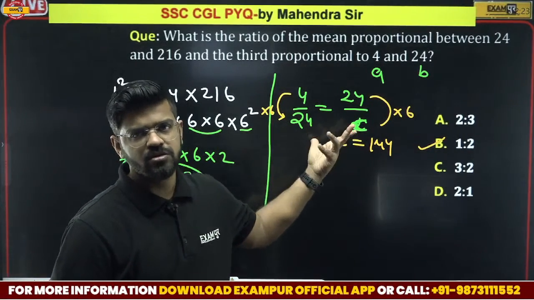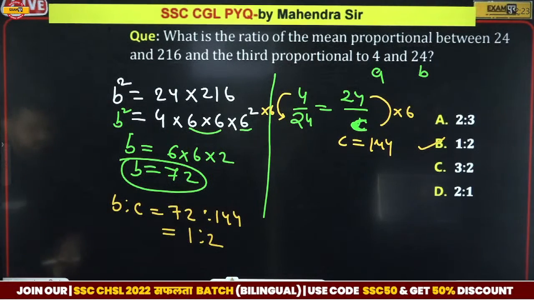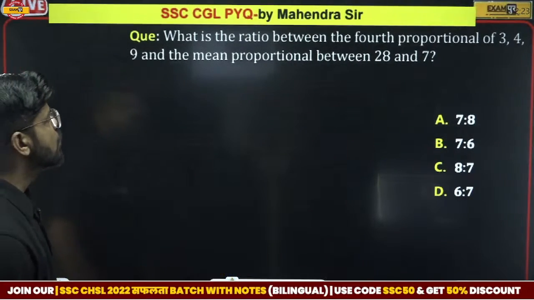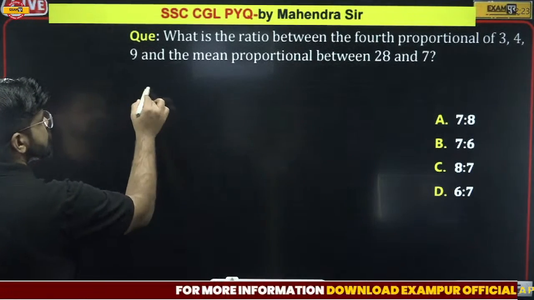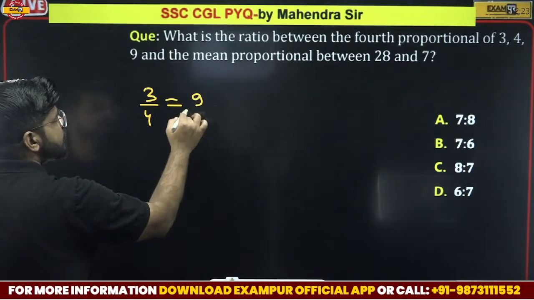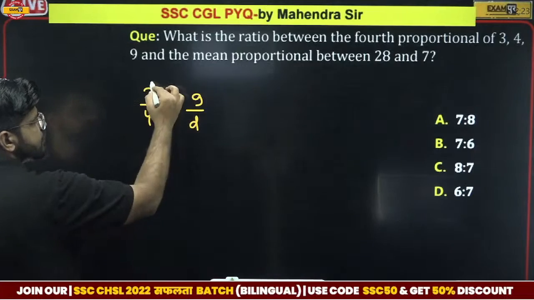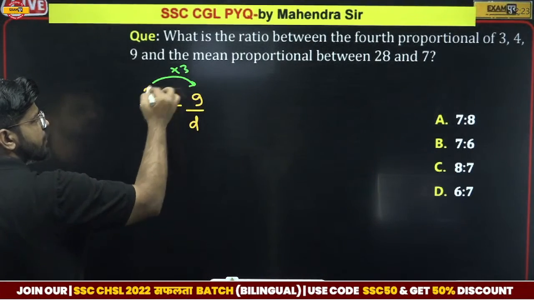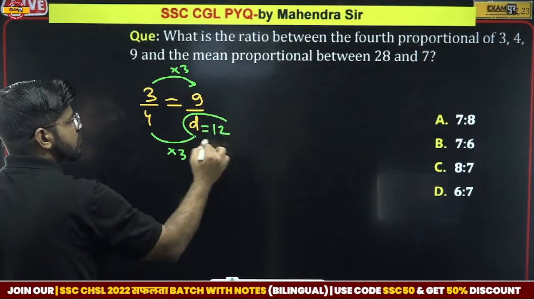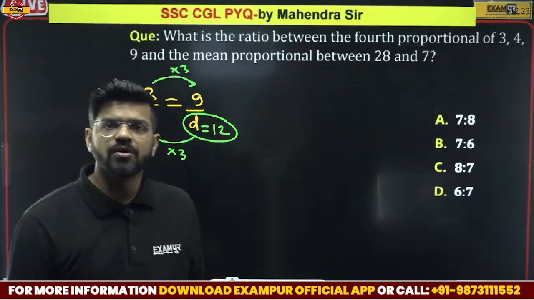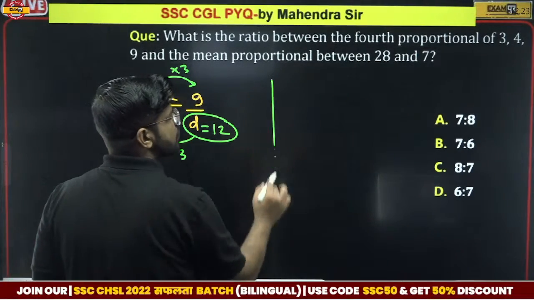This question you can also solve by cross multiplying. Okay, no worries. Next question. What is the ratio between the fourth proportion of 3, 4 and 9? So 3 by 4 is equal to 9 by what? So this is the fourth proportion. If I am multiplying 3 to make it 9, then I have to multiply 4 by 3 to make it 12. So D is equal to 12. You can also do this by cross multiplying. You will get D is equal to 12.